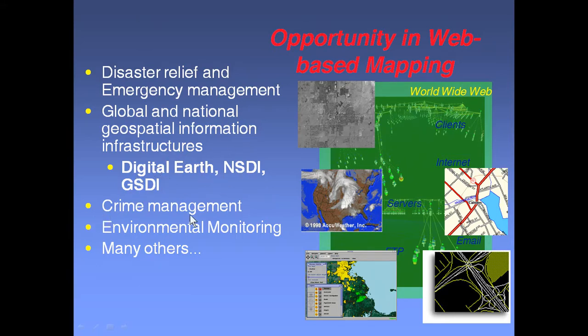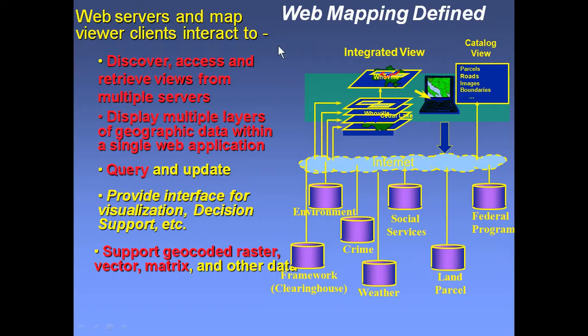Also crime management, because this goes pretty fast, and you need to respond very early, in no time. And environmental monitoring also. There are many other fields. So how can we define web mapping? Web servers and map clients interact in all web mapping.